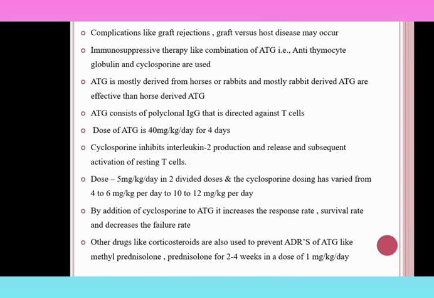The dose is about 5 mg per kg per day in 2 divided doses, and cyclosporin dosing can vary from 4 to 6 mg per kg per day up to 10 to 12 mg per kg per day. By adding cyclosporin to ATG, the response rate, survival rate, and treatment efficiency increase, and the failure rate decreases. Other drugs like corticosteroids, such as prednisolone, are used to prevent ADRs of ATG, for about 2 to 4 weeks at a dose of 1 mg per kg per day.